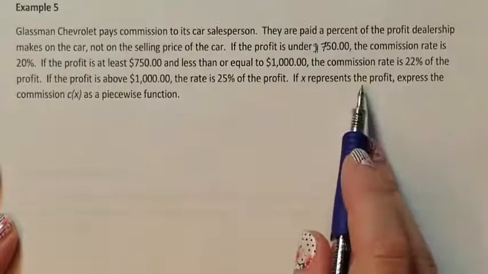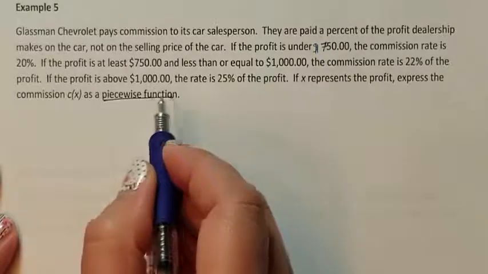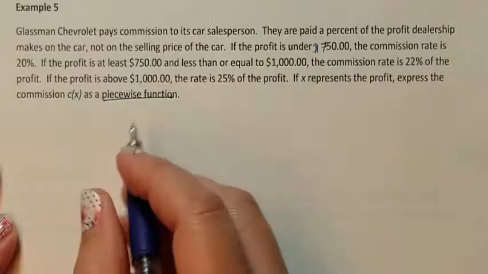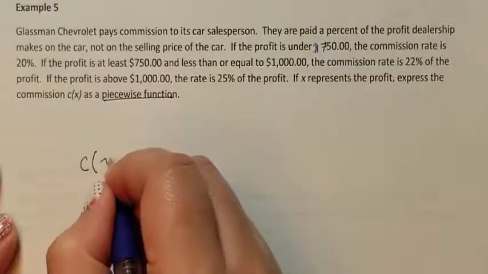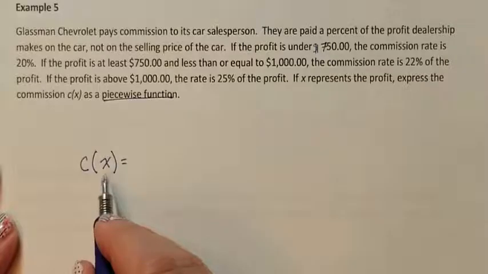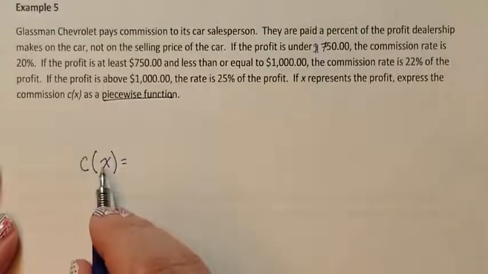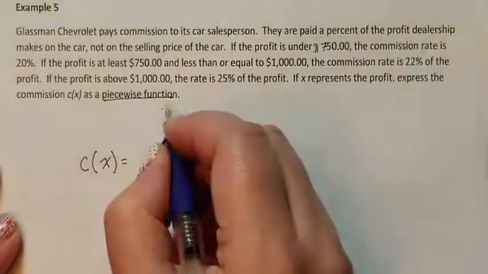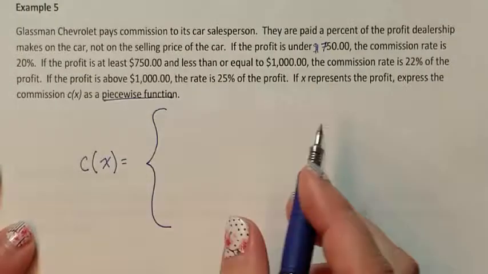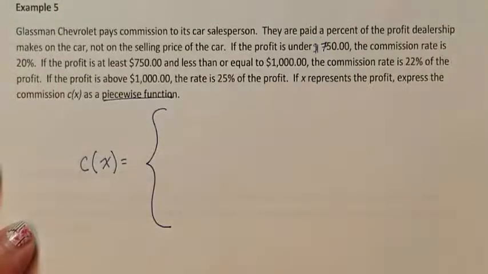It says to represent this as a piecewise function, and it says to represent it as C of X. So here's my cost per X, and the X is going to represent the profit. So I read 3 if statements. So I'm going to have 3 different things here.